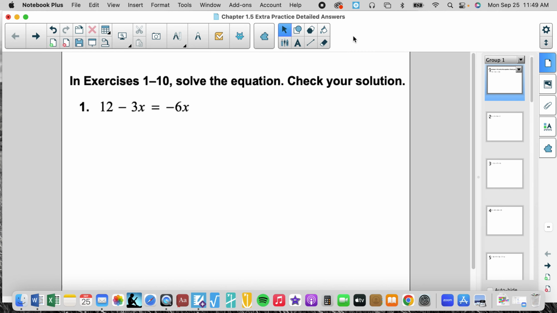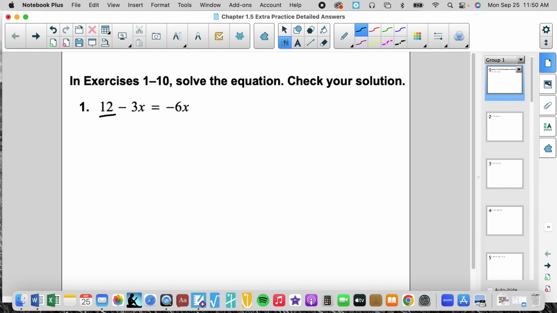Okay, so here is 1.5 extra practice problems, and these are the detailed answers. So I will go and explain. We notice in this problem it says solve the equation, so we're going to isolate the variable. The first thing we should notice is that we have variables on both sides. Which one are we going to get rid of?